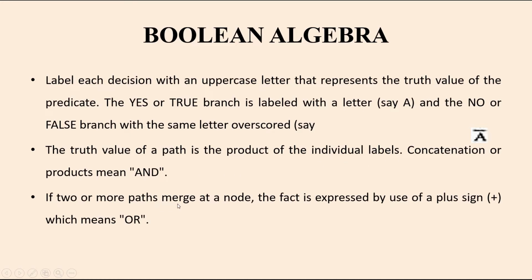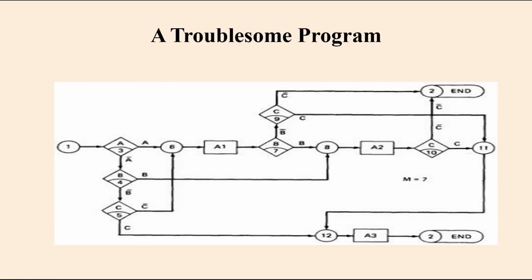When two or more paths merge at a node, the fact is expressed by the use of the plus sign. The plus means OR. So the concatenation can be represented as AND, and this or that, OR, can be represented as plus. AND can be represented simply as a product, and OR can be represented by using the plus symbol. So now let us see how it can be represented.